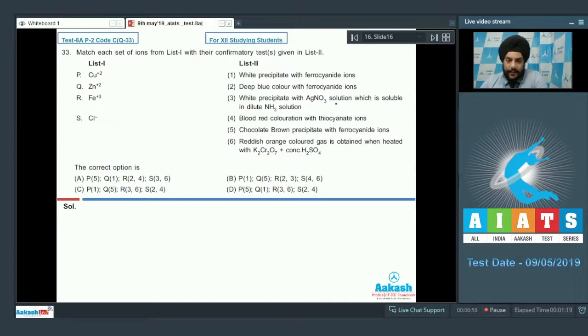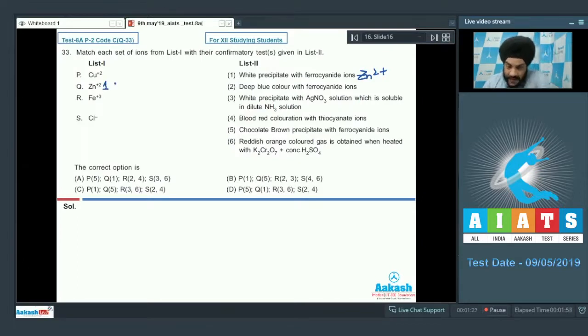Match each set of ions from list 1 with the confirmatory test in list 2. So we can talk about the list 2, students. We can start with the list 2 first. Let's look at the first option. So in the first option, there is white precipitate with ferrocyanide ions. So if we look at the options on the left, we can clearly see that there is only zinc, which gives a white precipitate with the ferrocyanide ions. So we have zinc 2+. So the correct matching with Q is going to be 1.